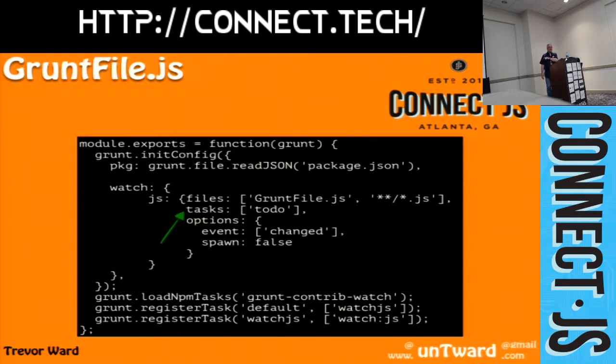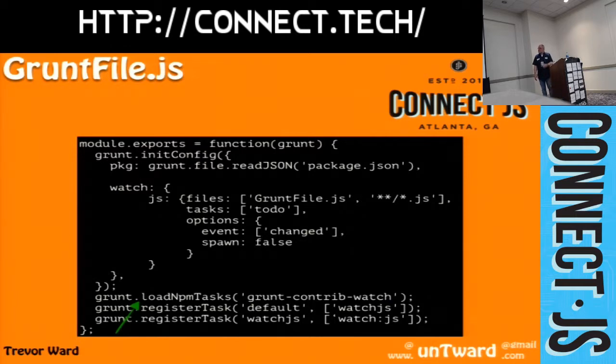And we'll see where the tasks are actually set. That's just a regular JavaScript array of the task names which you want to run. And the options. In this case, we're doing a change event. So we're going to be capturing when a JavaScript file is saved and run the tasks which we set up above it.